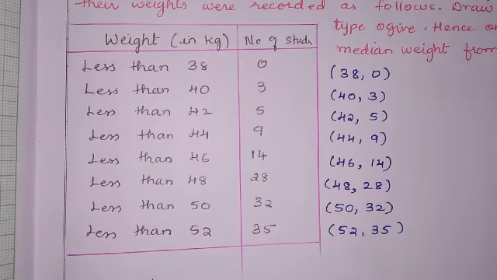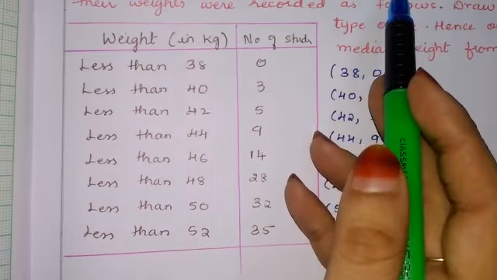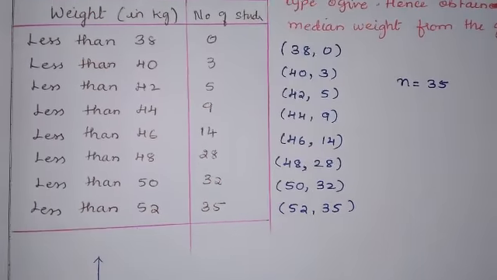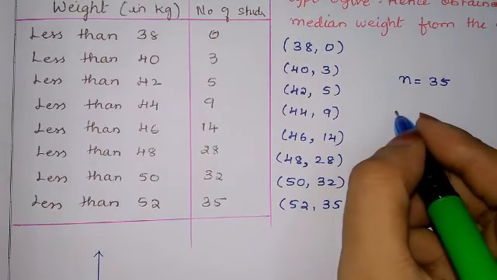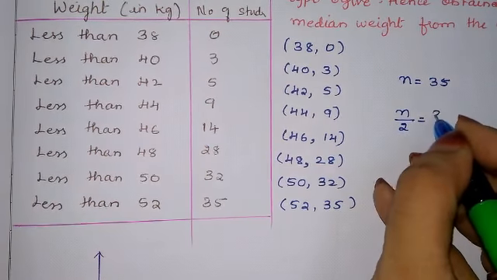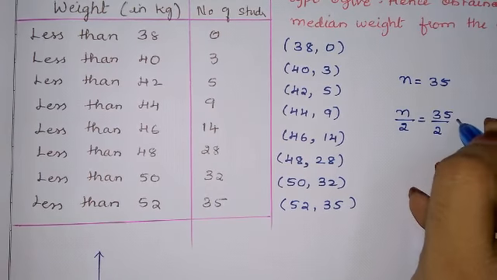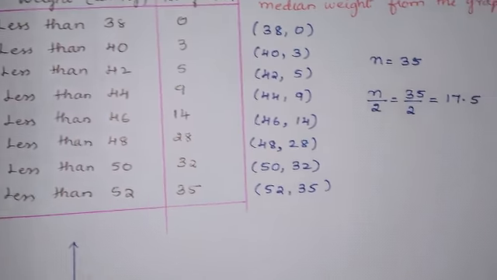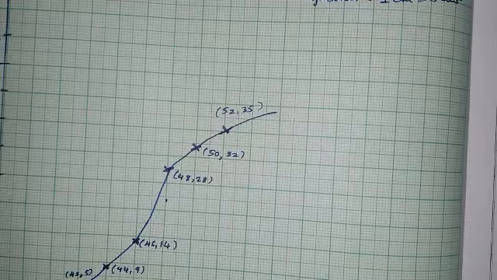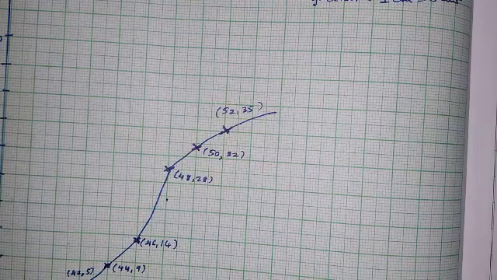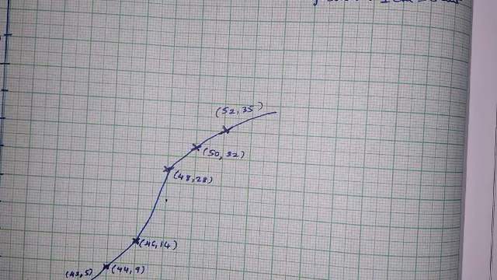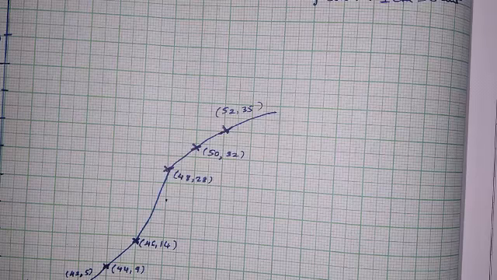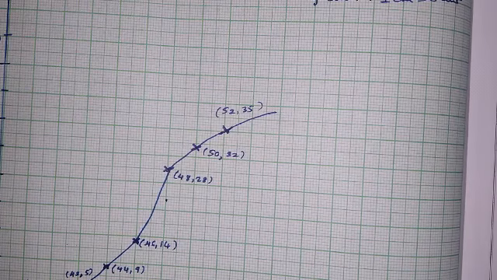In the question we can see, during the medical checkup of 35 students, so n is equal to 35. So n by 2 is 35 by 2, that is 17.5. Here n by 2 we got 17.5. Now let us check where 17.5 comes, approximately in the graph, in the CF line.